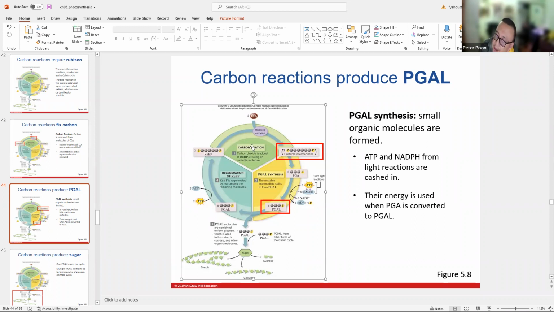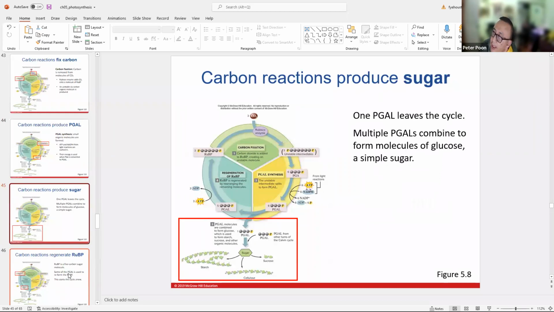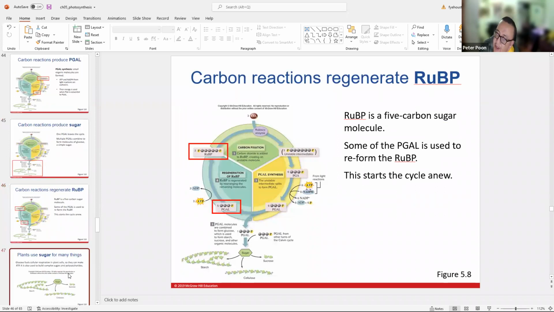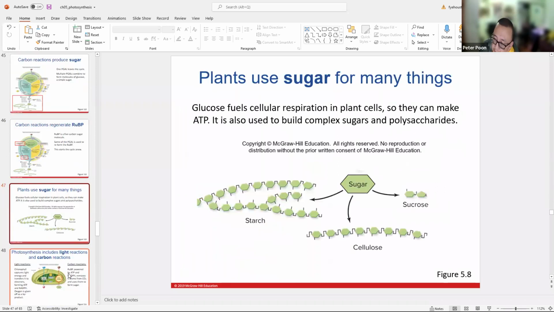The rest of it is just remaking RuBP. RuBP is needed to make this cycle again. So I'm adding 3 carbons here, pulling 3 carbons out here, and in this whole process, all I do is recycle it. These things make sugar, and then I regenerate it, and that's it.